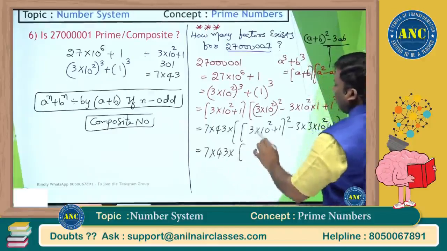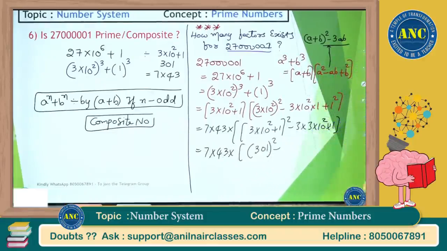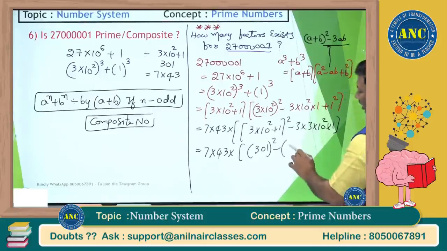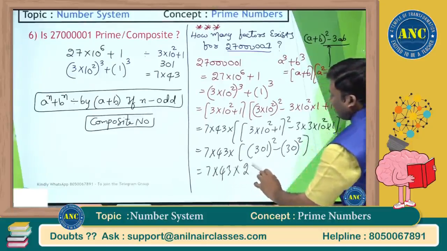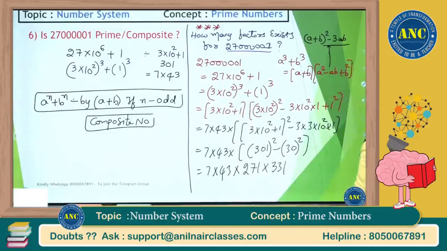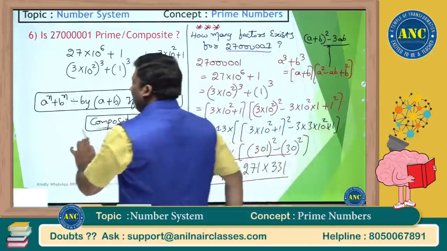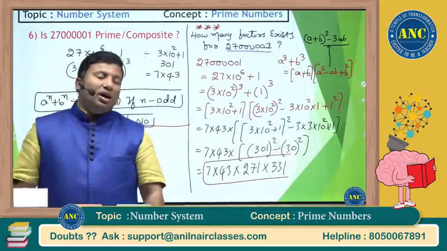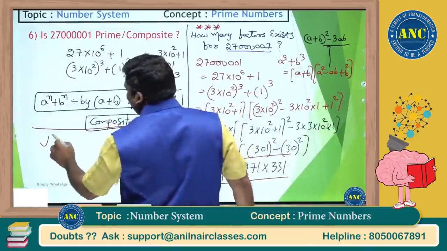This is 300 plus 1, 301 whole square, minus 3 into 3, 9, 9 into 10 square, 900, which is 30 square. 7 into 43, then 301 minus 30 is 271, and 301 plus 30 is 331. This is the beauty of this question: 7, 43, 271 and 331. 7 is a prime number, we know that. 43 is a prime number, we know that. 271 and 331 we will check. So what is the concept?